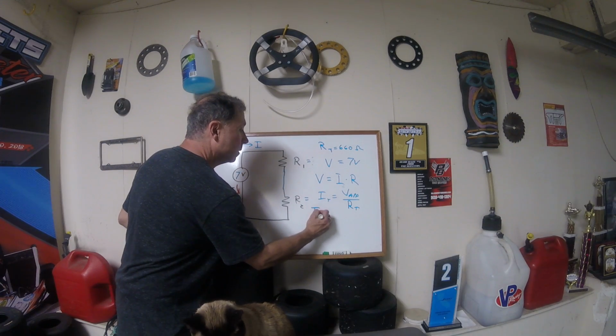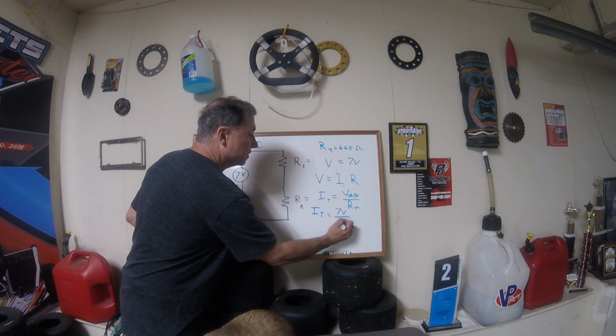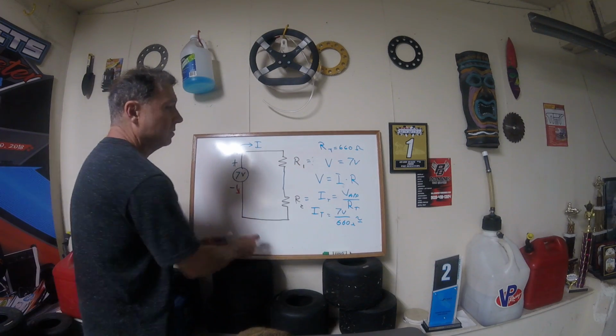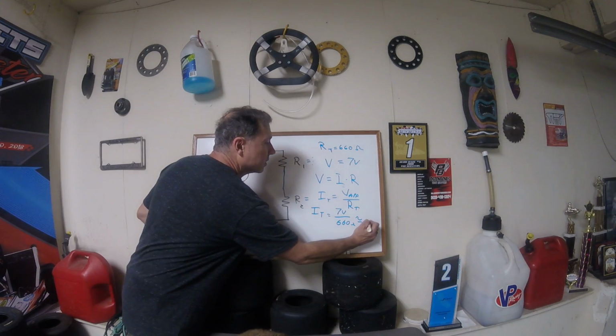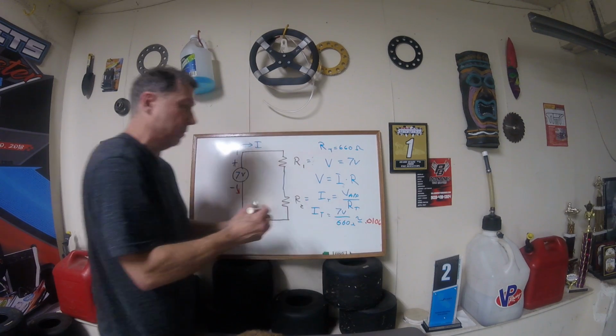Total current would be 7 volts divided by 660 ohms. And that's going to be just about 10 milliamps, I think it's 0.0106, something like that. So about 10 milliamps of current.